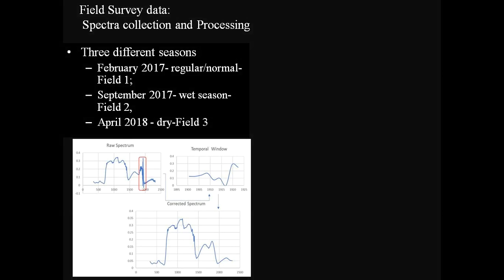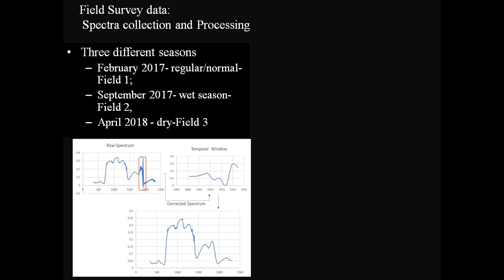So the data we are collecting was collected using an ASD spectroradiometer, with spectra ranging from 400 to 2500 nanometers. We collected a bunch of leaves, took 10 readings, and averaged them, making a single spectrum.